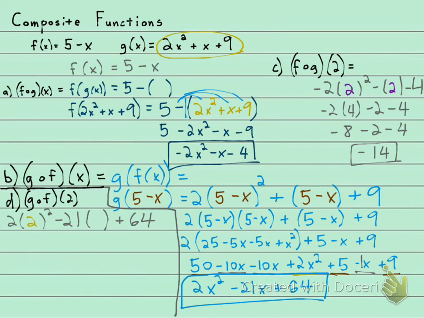All right, order of operations. I need to do my exponent first. 2 squared is 4. Then I'll do multiplications. 2 times 4 is 8. Minus 21 times 2 is 42. Plus 64. And then I pick up a calculator.